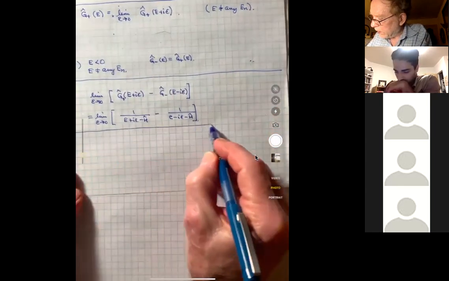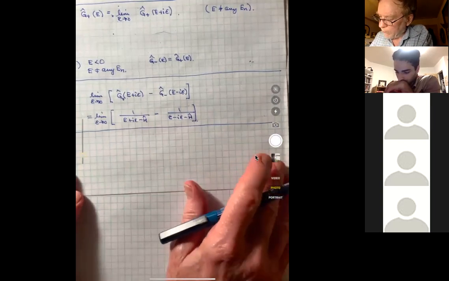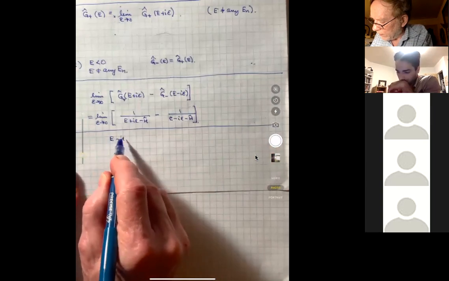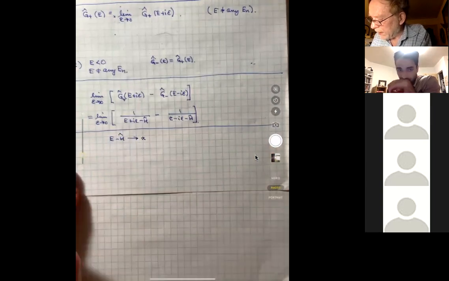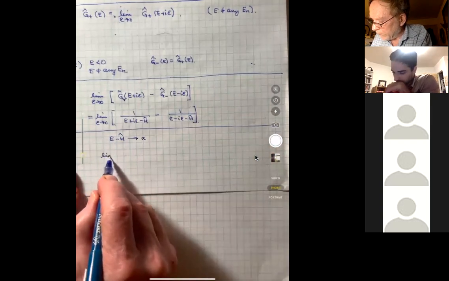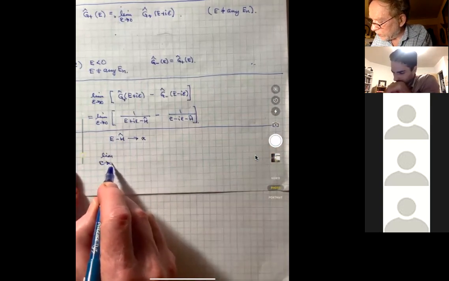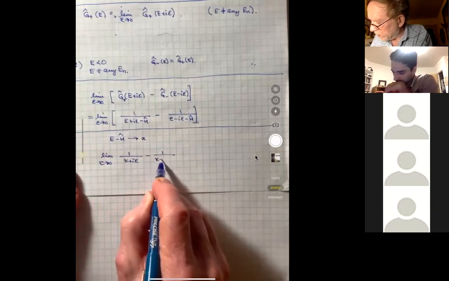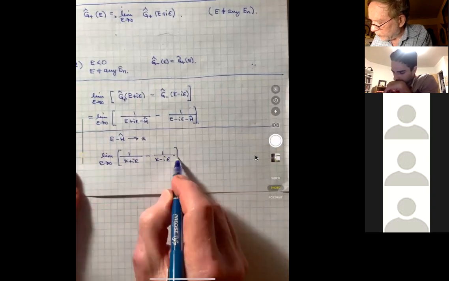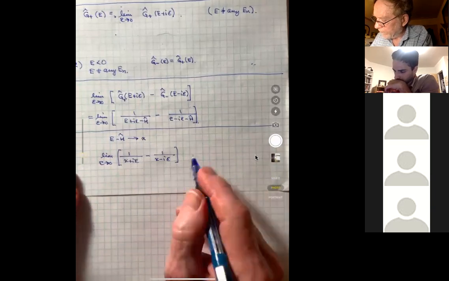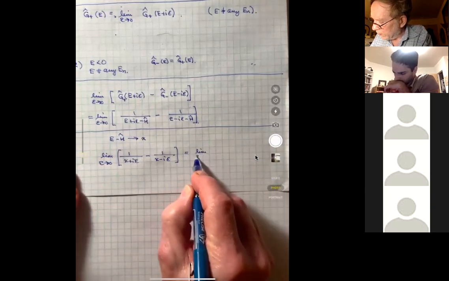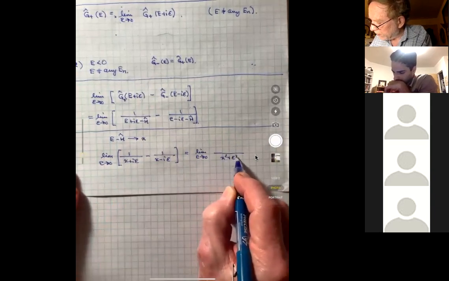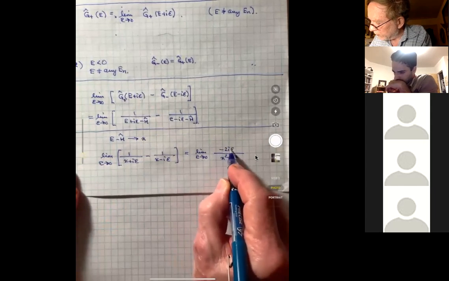Now, to analyze this limit, I'm not going to prove anything, but I'm going to proceed by plausibility. Let's take this operator E minus H hat and just replace it by an ordinary number x. And let's consider, as a simpler problem, the limit as epsilon goes to 0 of 1 over x plus i epsilon minus 1 over x minus i epsilon, which is just what we've got from above if I made this substitution. And now you can combine the fractions together, and if you do, what you get is x squared plus epsilon squared in the denominator, and minus 2i epsilon in the numerator.